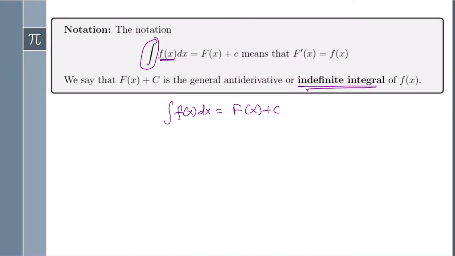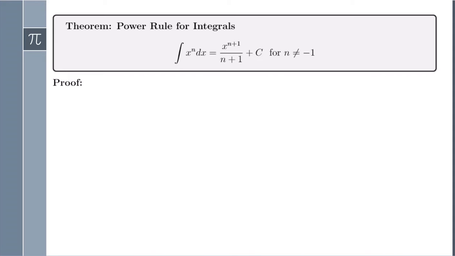The first one is the power rule. If you remember, the power rule for the derivative is d over dx of x to the n is n x to the n minus 1. That's what we used to do. Now the power rule for the antiderivative, or the integral, is: the integral of x to the n dx is x to the n plus 1 over n plus 1, plus c.